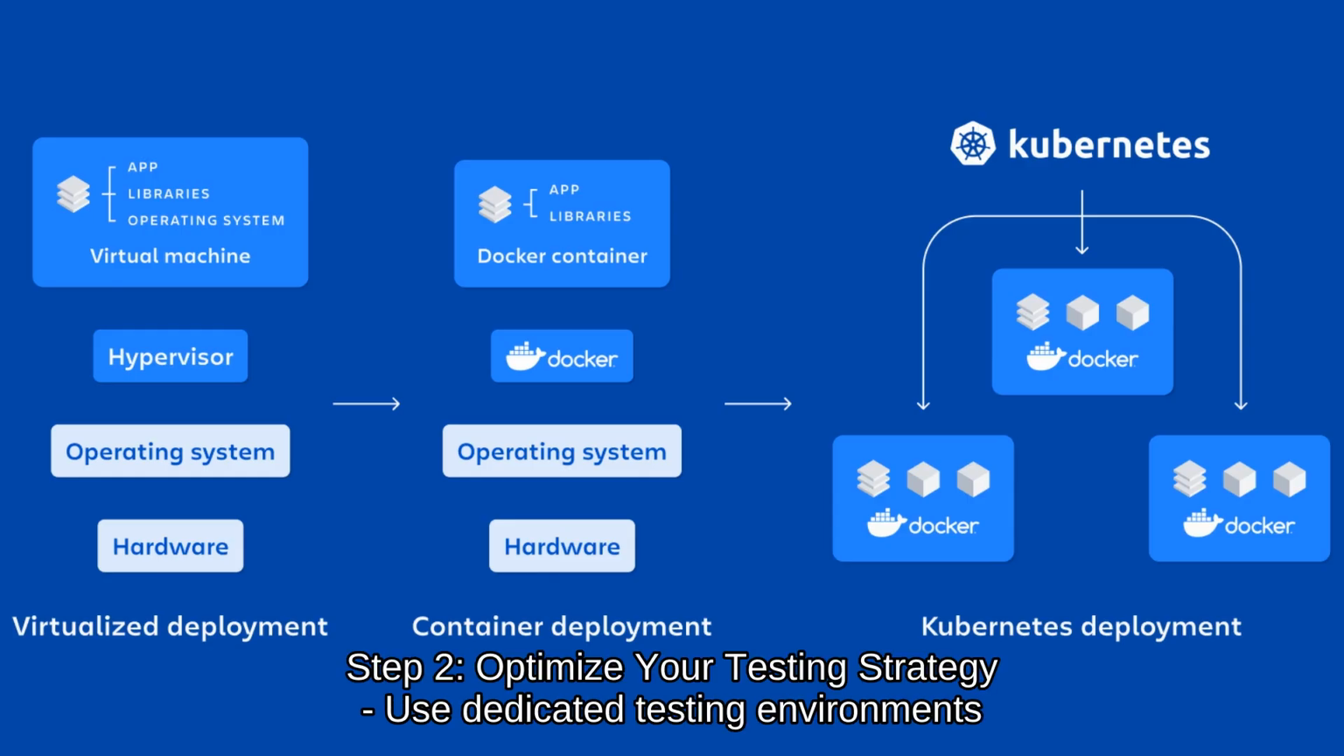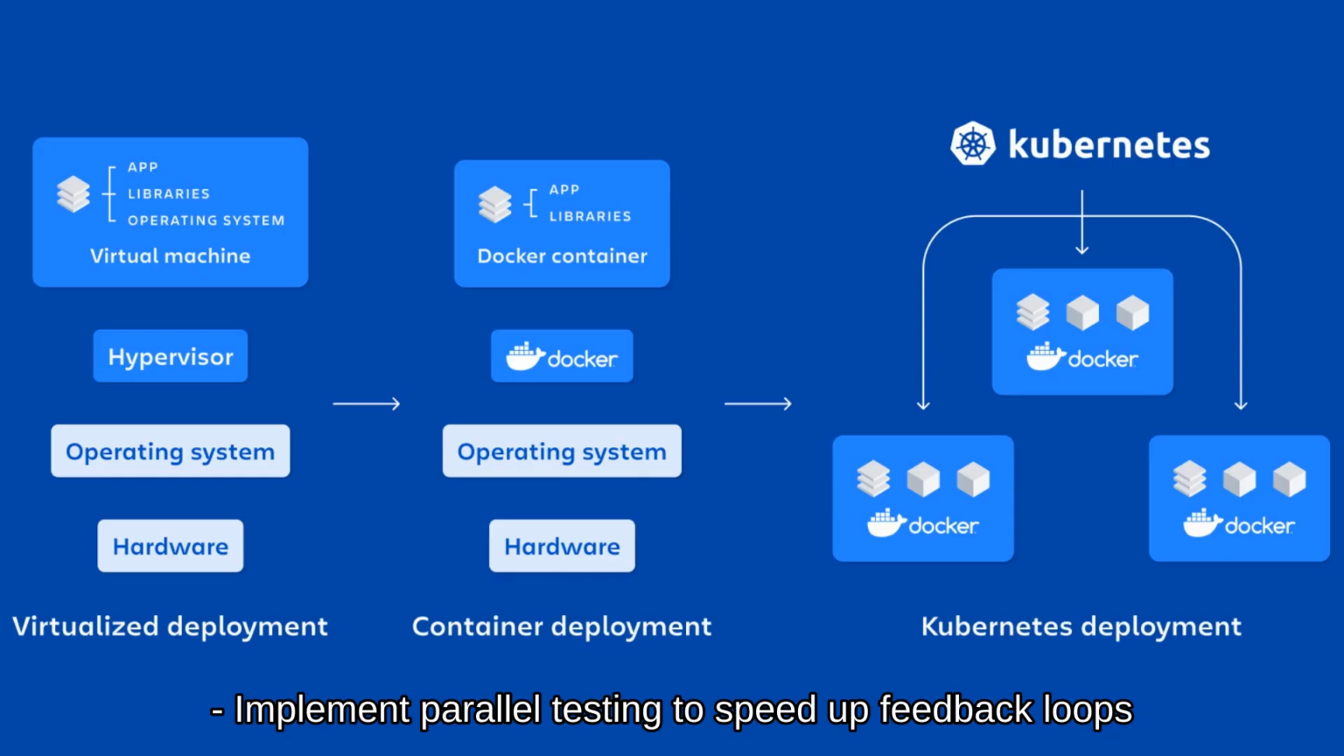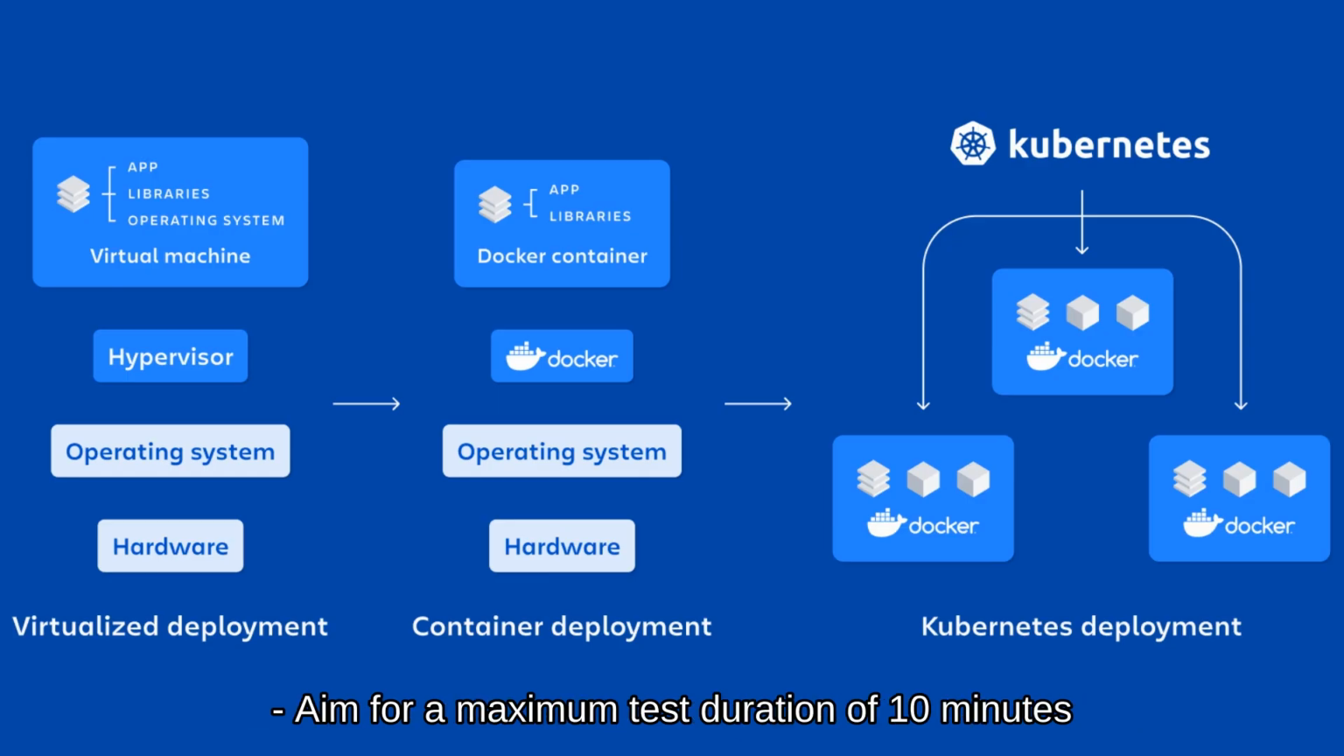Step 2. Optimize your testing strategy. Use dedicated testing environments. Implement parallel testing to speed up feedback loops. Aim for a maximum test duration of 10 minutes. If tests take longer, consider breaking them down.